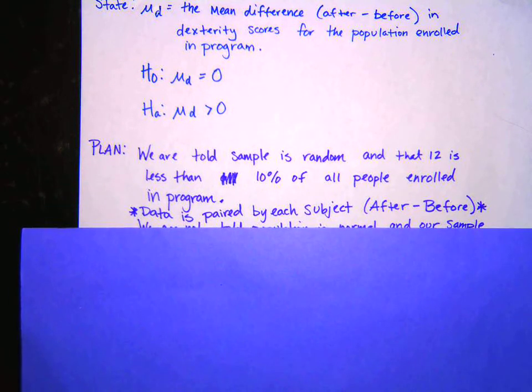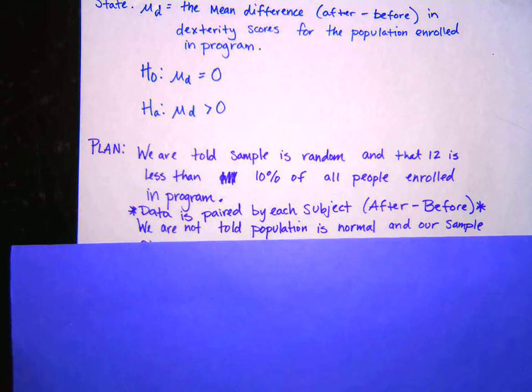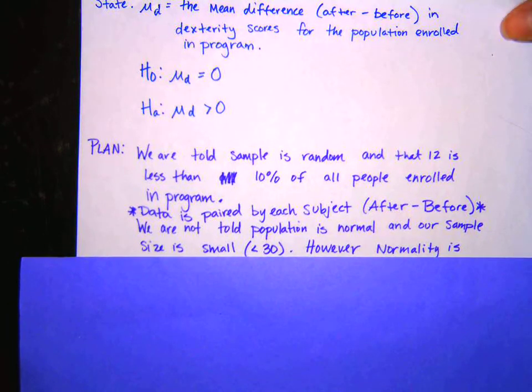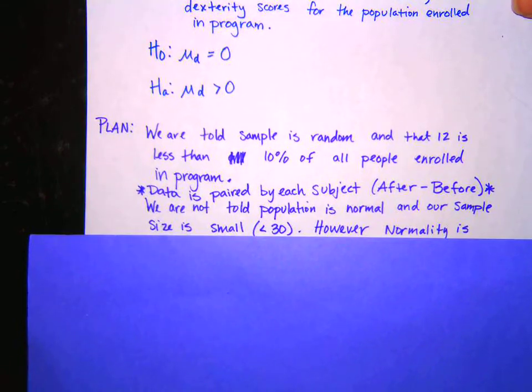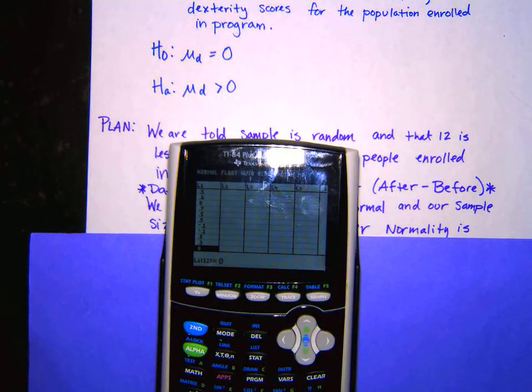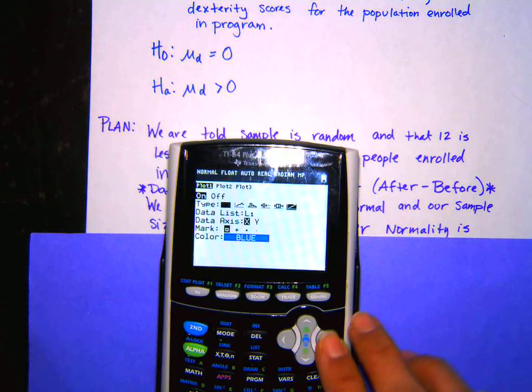Then we have to assess normality. This gets a little bit tricky because we're not told that the population is normal, and our sample size is too small to use the central limit theorem. Our sample is less than 30. So what we need to do is actually check for normality, and I'm going to go back to my calculator. If I go into my stat plot and I check the histogram, I'm going to zoom 9. I'm going to check to see how skewed this is.